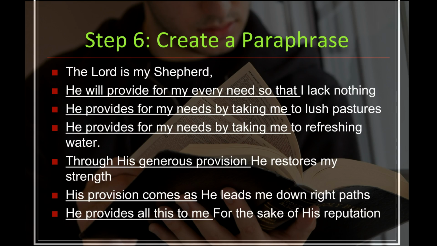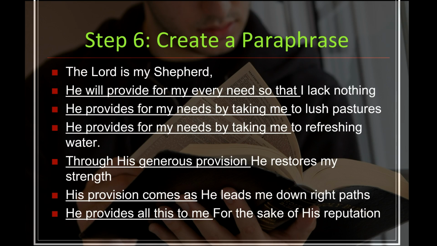Step 6 is to create a paraphrase of the Psalm. This step is meant to help you develop a means for communicating your understanding of the Psalm. A paraphrase is not a strict translation, but an interpretive rendering of the passage. Below, I have underlined my paraphrastic additions to maintain a distinction between additions and the more traditional rendering of the passage.